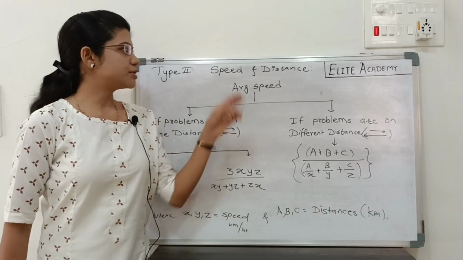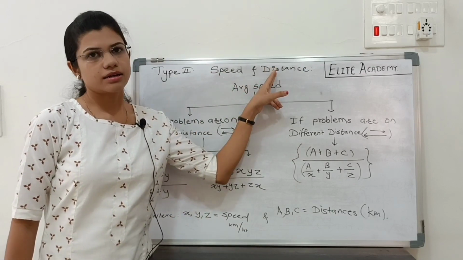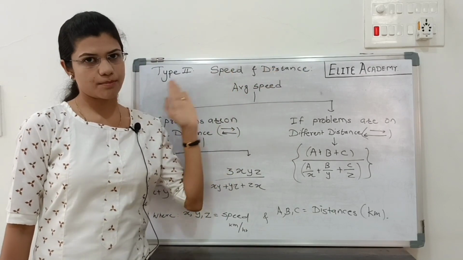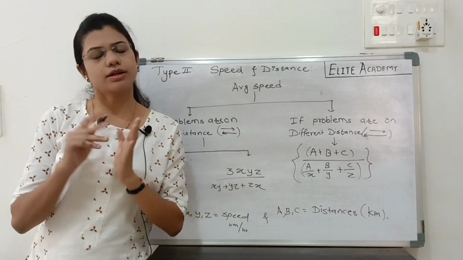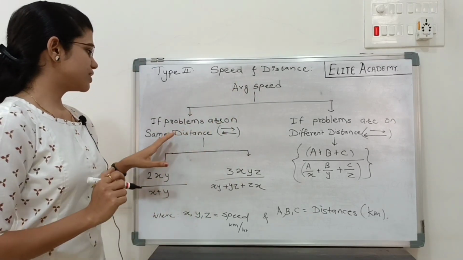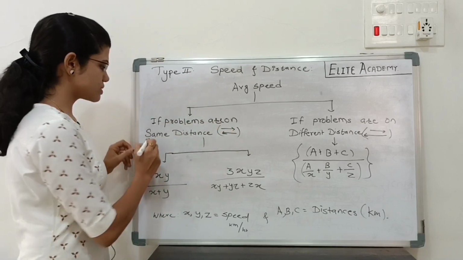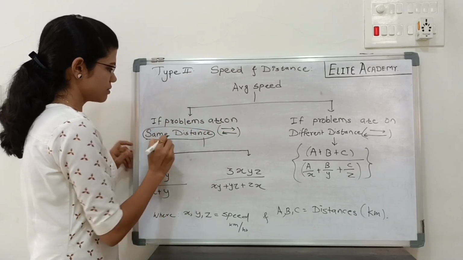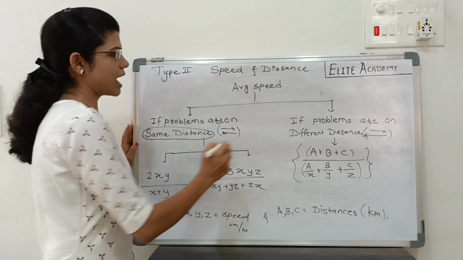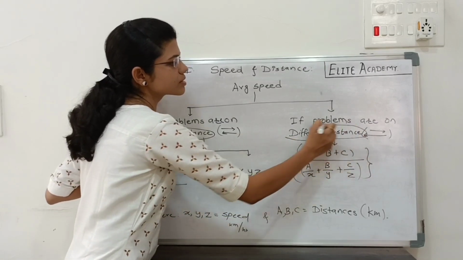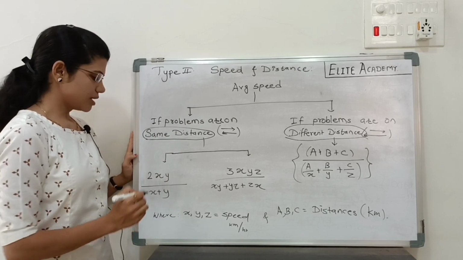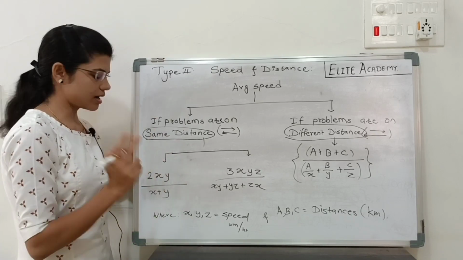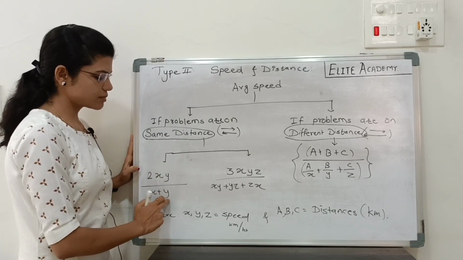The second type is based on speed and distance. This is a very important topic. The average speed can be found out in two ways: if the problems are on the same distance, and if different distances are given. If the same distance is there, then the formula is 2xy upon x plus y.